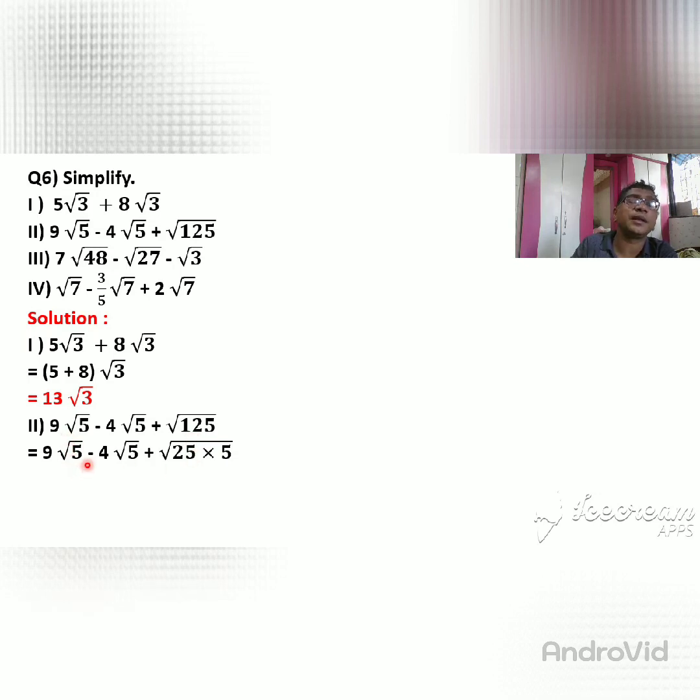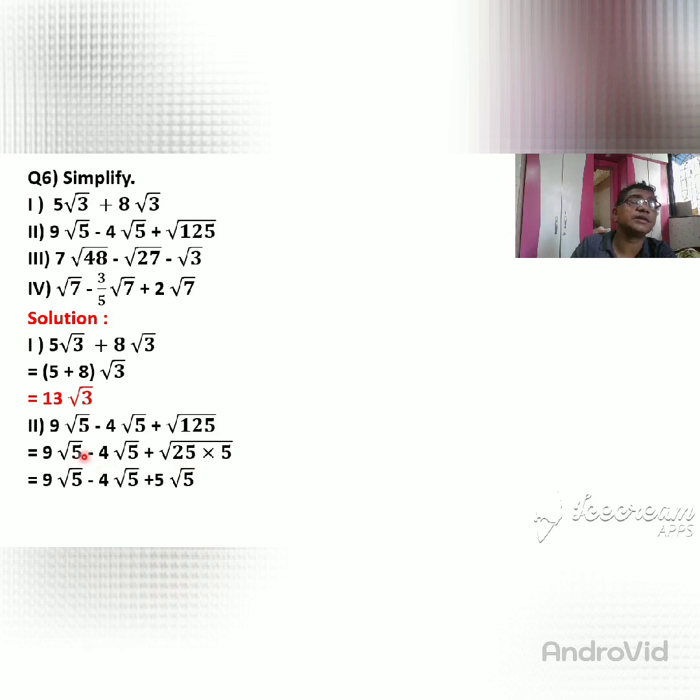See, 9 root 5 remains as it is, the minus sign carries as it is, 4 root 5 remains as it is, the plus sign carries as it is, and third there is a root 125. The number under the square root is 125, which is factorized in such a way that a square root must be obtained. So 25 into 5, 25 fives are 125. What will be the square root of 25? 5. So we get 5 root 5.